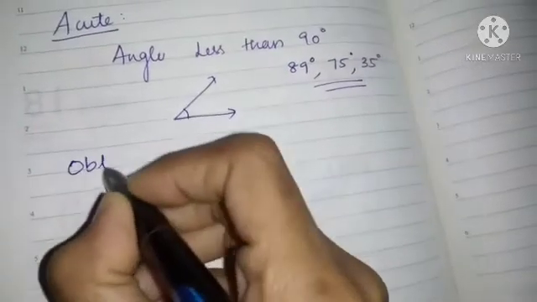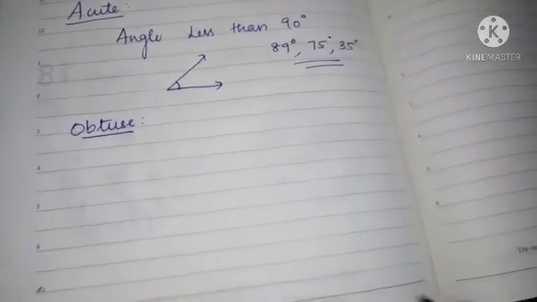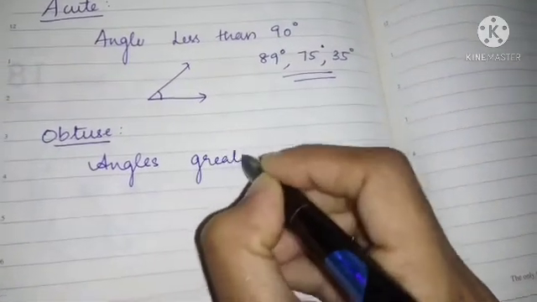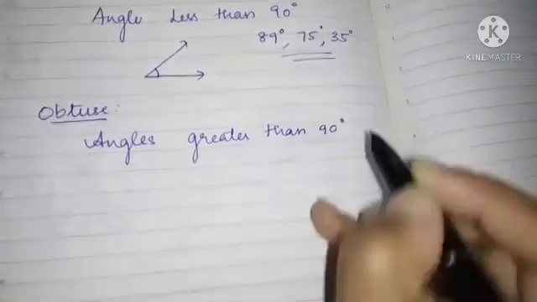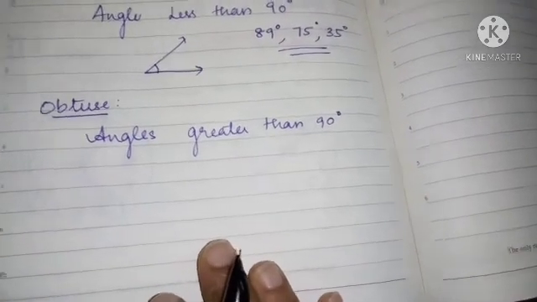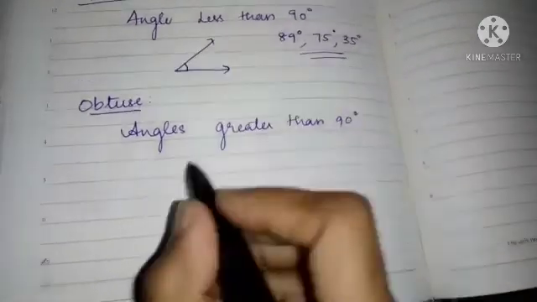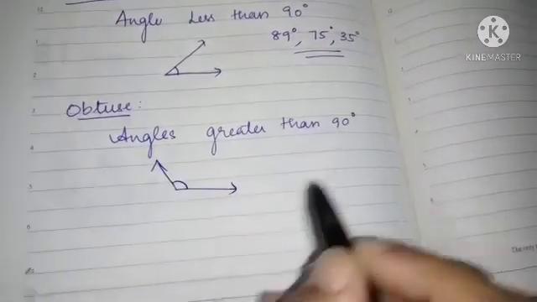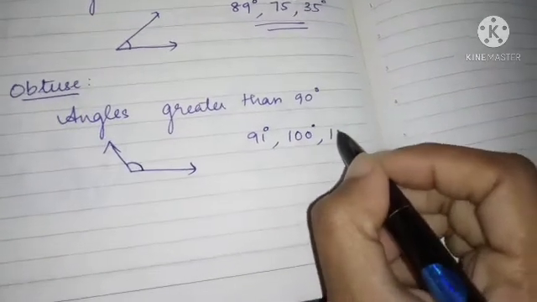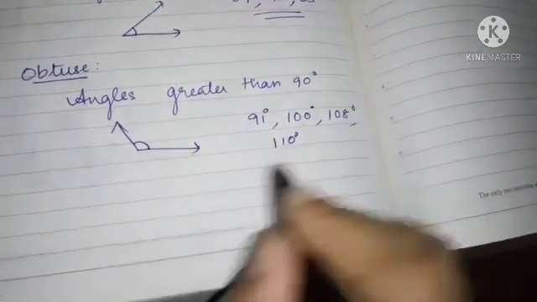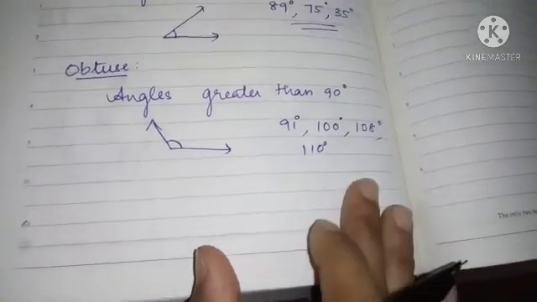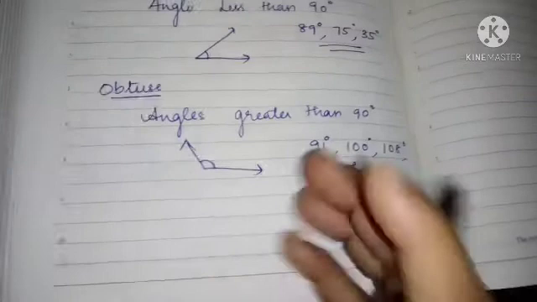Next, obtuse angles. Angles greater than 90 degrees are called obtuse angles. So obtuse means it will be greater than 90 degrees. So 91 degrees is obtuse, 100 degrees is obtuse, 108 degrees is obtuse, 110 degrees is obtuse. So whatever angle is greater than 90 degrees, we say that is an obtuse angle.